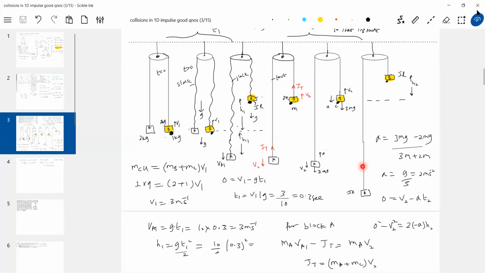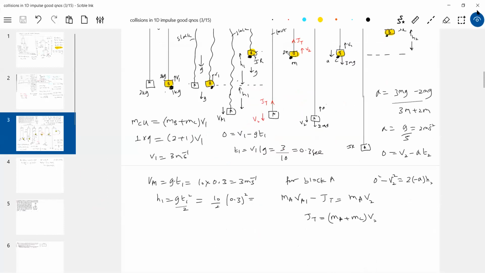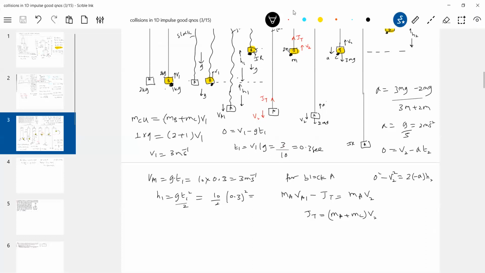Is it okay now? So the loss in kinetic energy occurs here, and also in these two events it will occur. So what is the total loss in mechanical energy? E loss, I'll write this one. This should be equal to m_C u squared by 2 minus (m_B plus m_C) by 2 v_1 squared. This is due to what? Due to collision.